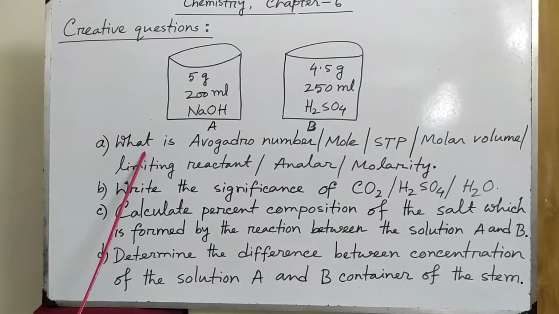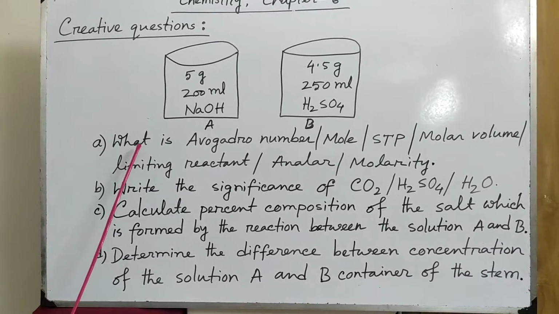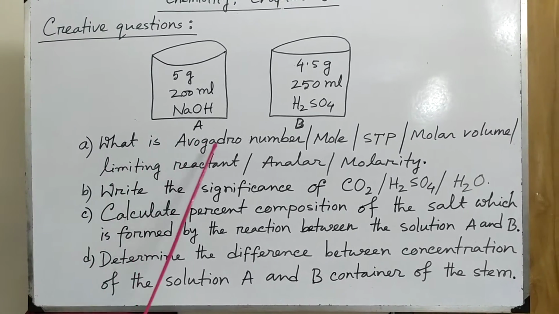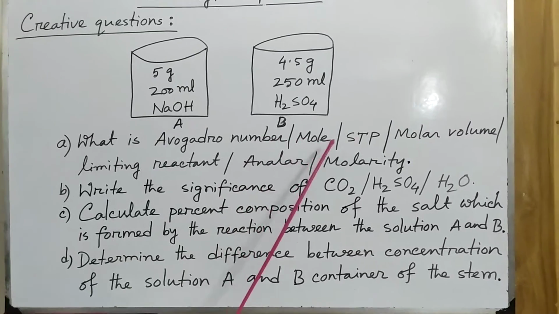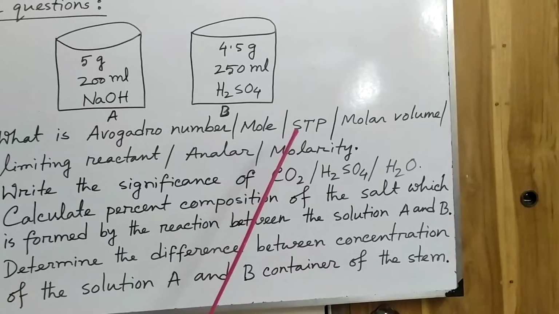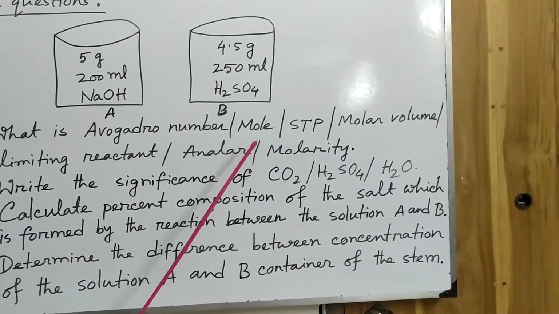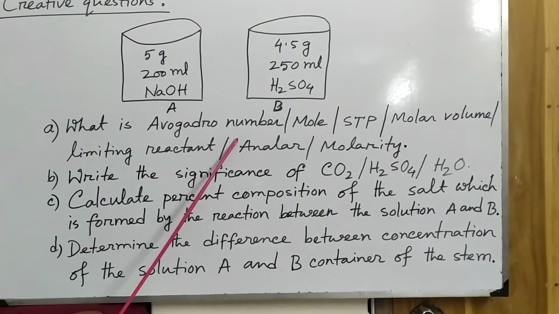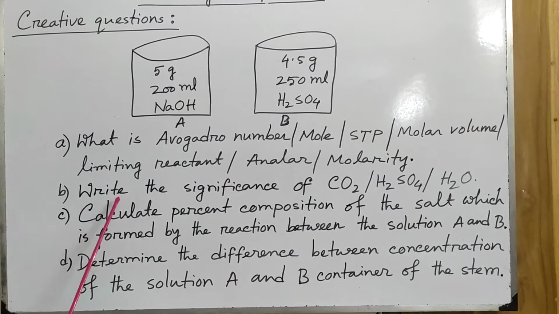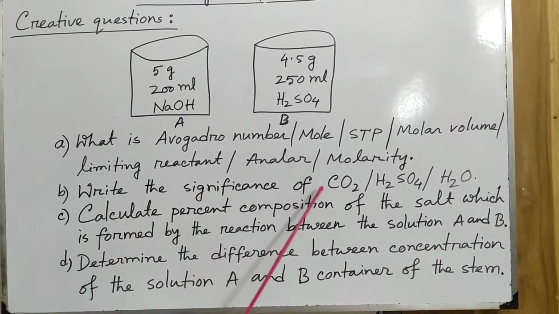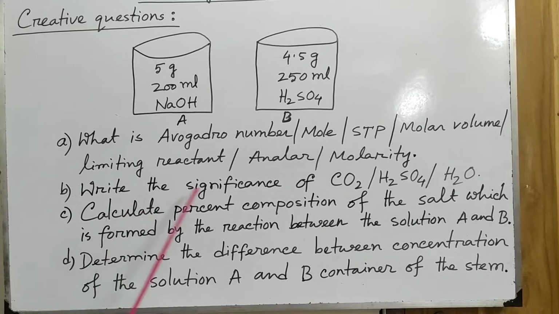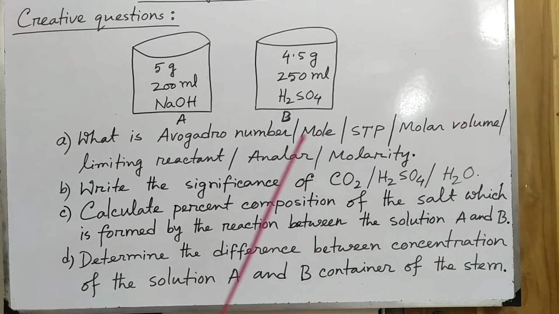Okay, now number A, it is the knowledge based question. It may be of different types. I have just given some examples. All of you see that I have written what is Avogadro number, mole, STP, molar volume, limiting reactant, NLR, molarity. So many knowledge based questions like this I have given in previous classes. So now number B, it may also be of different types. Write the significance of carbon dioxide, sulfuric acid, water. So here I have given 3, maybe it may be different types.